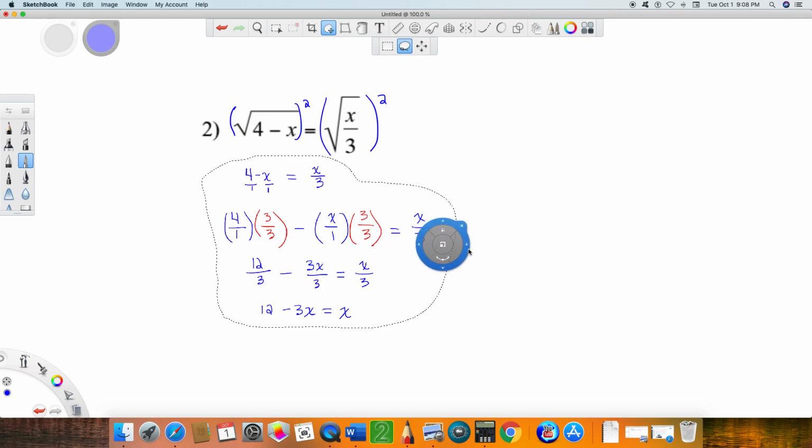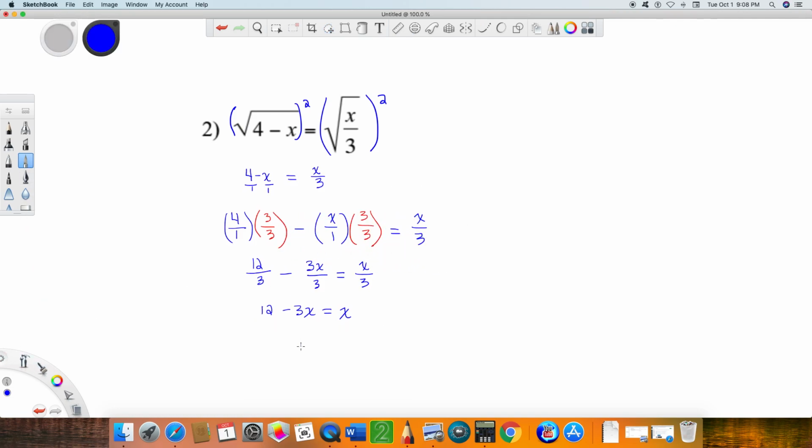I'm going to add 3x to each side. And if I add it on the left-hand side, the negative 3x and positive 3x will cancel each other out. I'll put a 1 right here to visually help me. If I have 1x, I'm adding 3 more x's, then I have a total of 4 x's. If I divide each side by 4, I have a possible solution of x equals 3.